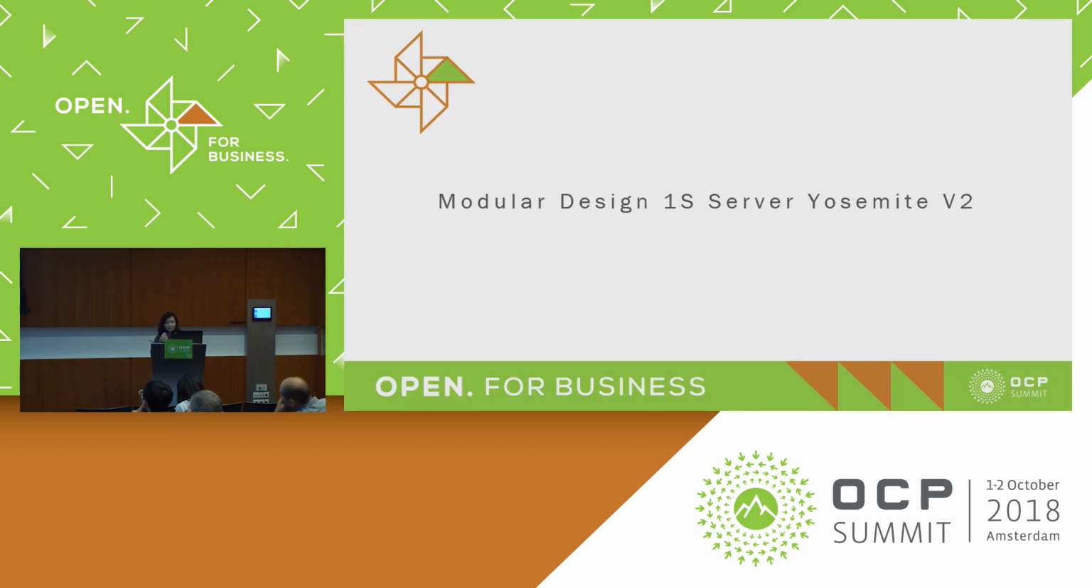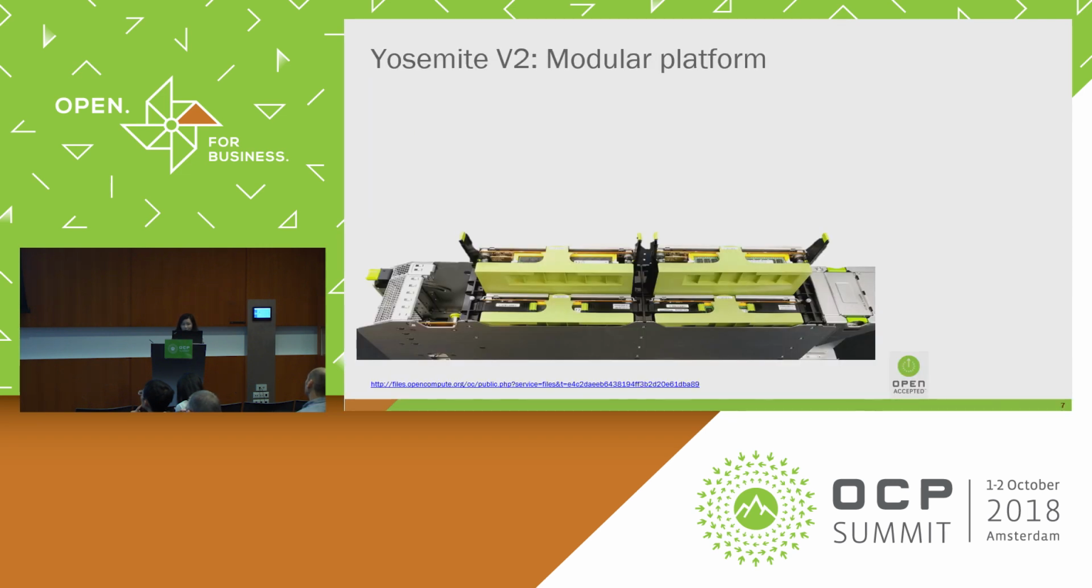Okay, and then I'm going to switch to our servers. First is our one socket server, Yosemite V2. This is an overview of the server, and it is based on a modular design. So you see, besides the Yosemite V2 chassis with the baseboard, we have different modules for different configurations. This is a NIC module. With the NIC module, we can support either a 50 gig NIC or a 100 gig NIC, based on the OCP NIC 2.0 spec.